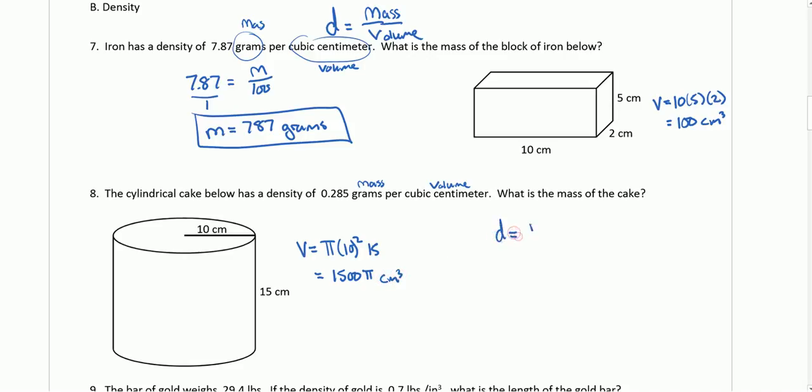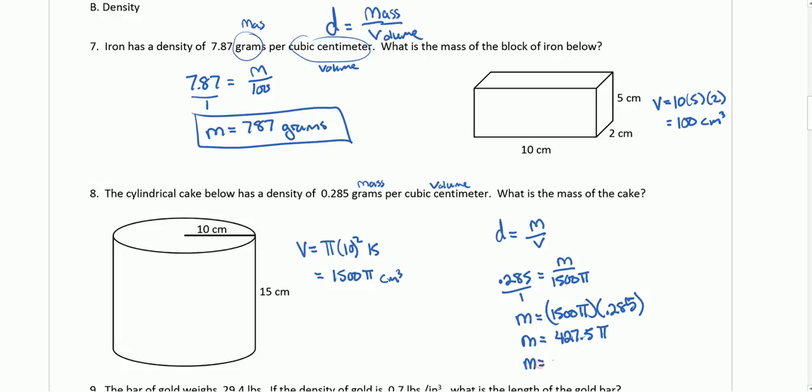And so our density is mass divided by volume. They give us a density of 0.285. We don't know the mass. We got the volume at 1500 pi. So I'm going to cross multiply, and I get mass times 1, which is mass, is equal to 1500 pi times 0.285. So 1500 times 0.285 is 427.5 times pi. If you multiply that times pi, you end up with, we're rounding here, roughly 1343, and we're looking at grams here.